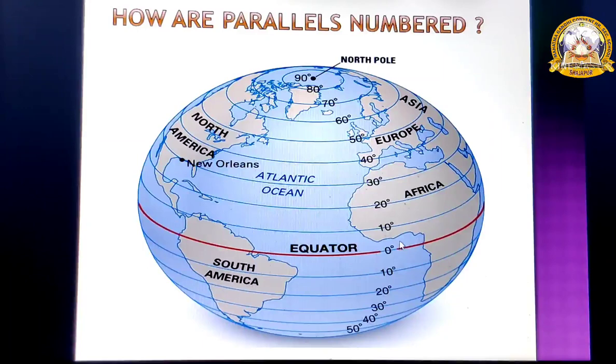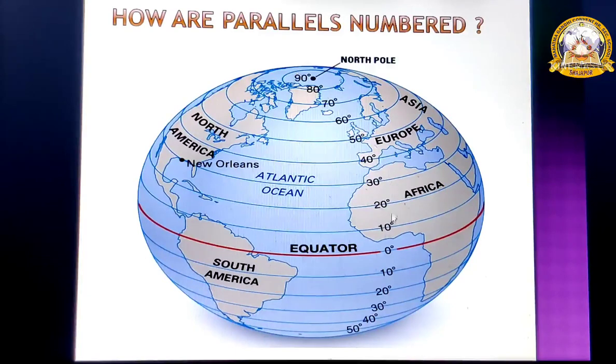We mark other parallels from 0° to 90°. See, from 0° to 90°: 0°, 10°, 20°, 30°, 40°, 50°, 60°, 70°, 80° and 90° north pole. Okay, so we mark from 0° to 90°.